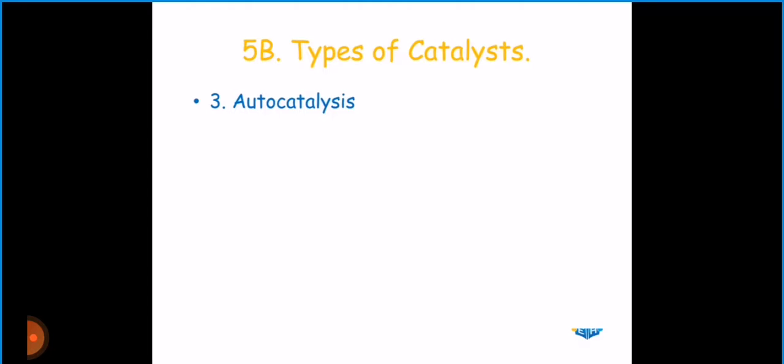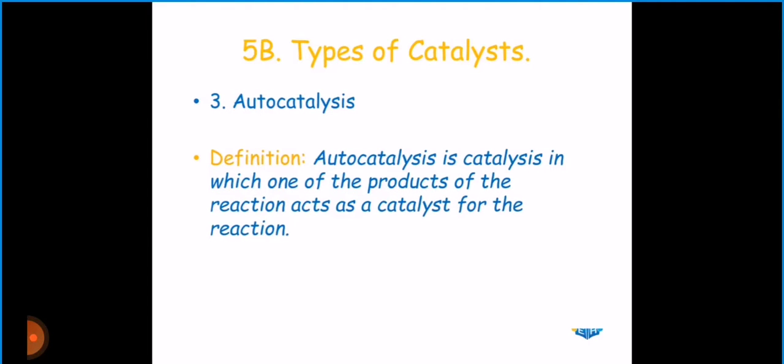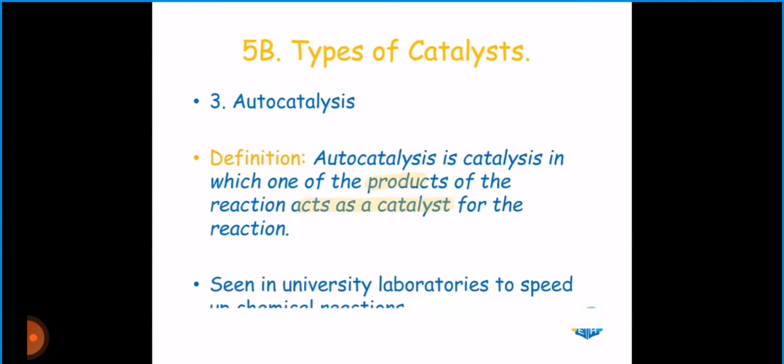And autocatalysis is when one of the products of your reaction acts as a catalyst for the reaction. So that would basically mean that once your first piece of product is formed, that the reaction would speed up or slow down because the product would be acting as a catalyst. And we see this in some of our titrations that we do on our chemistry course, and it is mainly seen in university laboratories to help speed up chemical reactions.